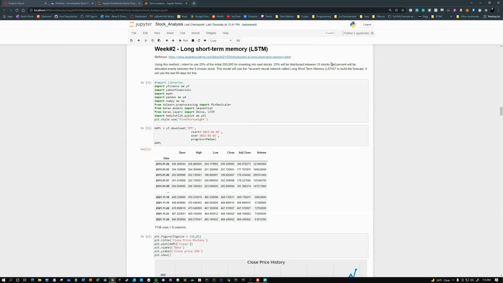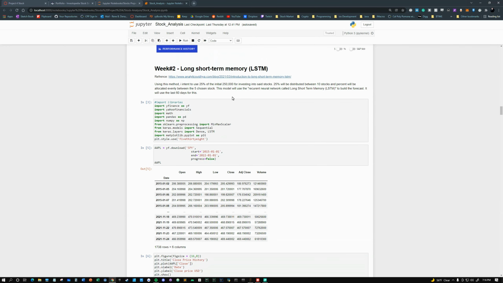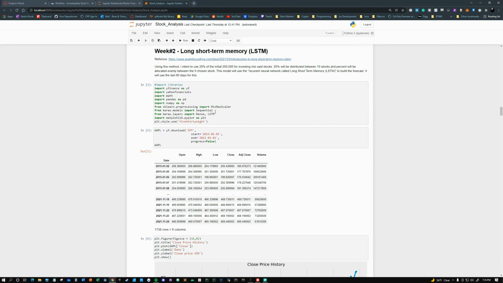Again, I chose 10 stocks, 10 random ones. For this one, though, out of the 10 stocks, 25% would only be allocated to 5 of the stocks, depending on what the model produces and shows us is the best move. And one last thing I'd like to mention: for this actual model, we only use the last 60 days of data per stock.